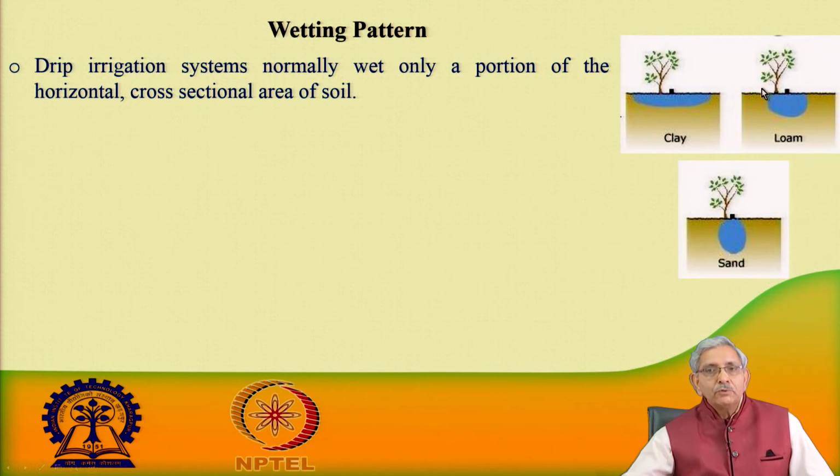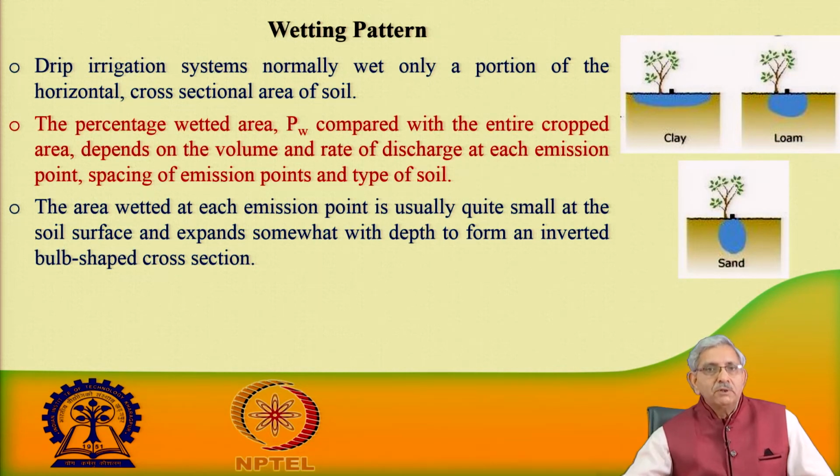In loam soil, the volume of water given is the same, but it takes a different shape. When you come to sandy soil, the vertical movement of water is more than the horizontal movement. This kind of situation happens when we are considering a particular type of dripper. So, we will work out the wetting pattern. Now, the wetting pattern we will estimate in terms of percent wetted area.